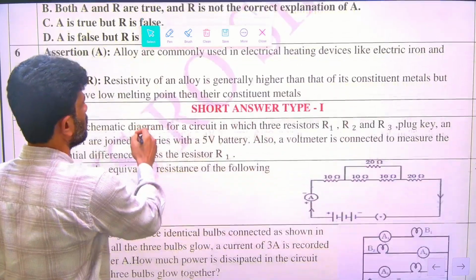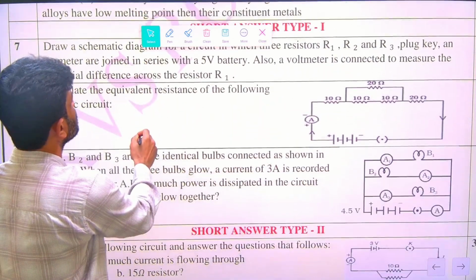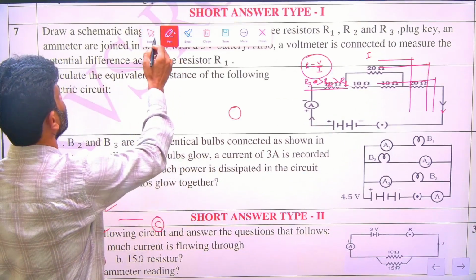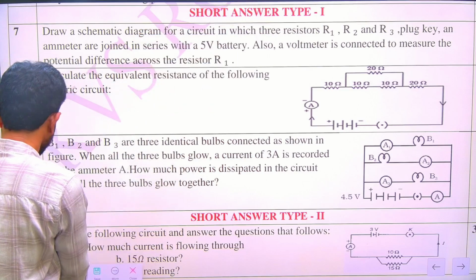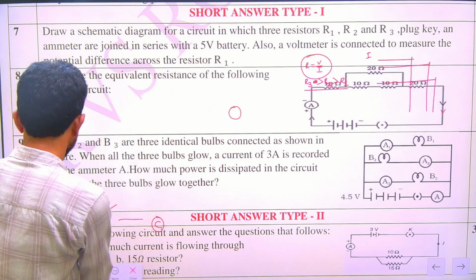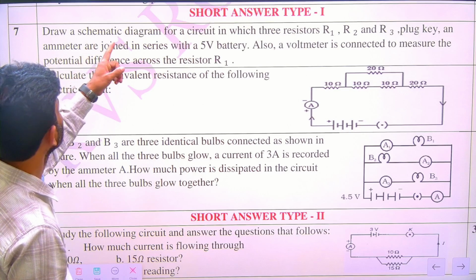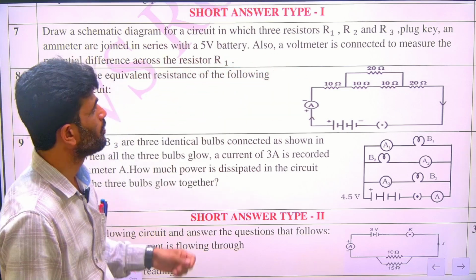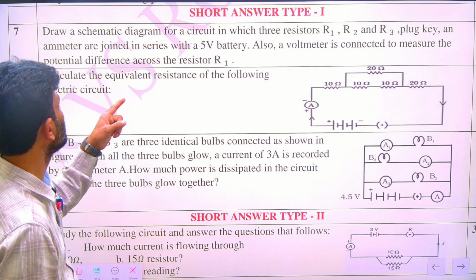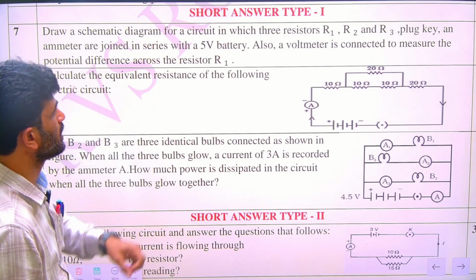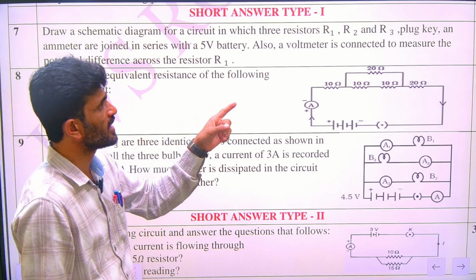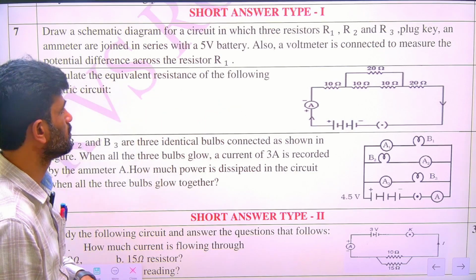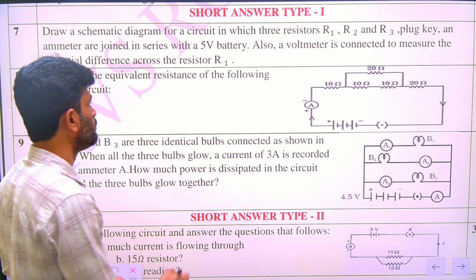Short answer type 1. First question, what is given? Draw a schematic diagram for a circuit in which three resistors R1, R2 and R3, a plug key and an ammeter are joined in series with a 5-volt battery. Also a voltmeter is connected to measure the potential difference across R1. So this diagram we have to draw.